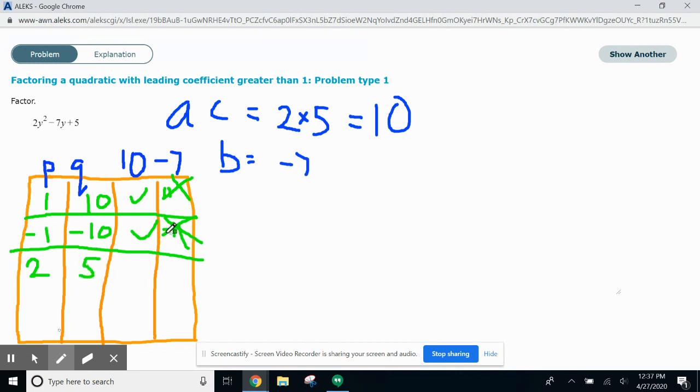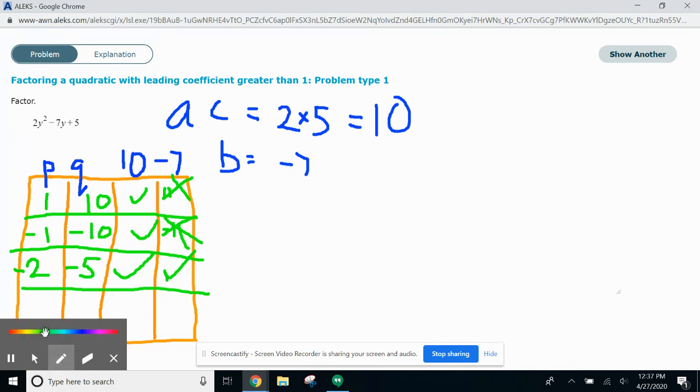Now, what I noticed on that last row is that I got my answer 10, but I also got a positive answer here. I'm looking for a negative 7. So I'm not going to try any more groups of the positives. I'm going to only try them when they're both negative. Negative 2, negative 5. That makes positive 10. If I add those, that also makes negative 7. So now we found our answer here.